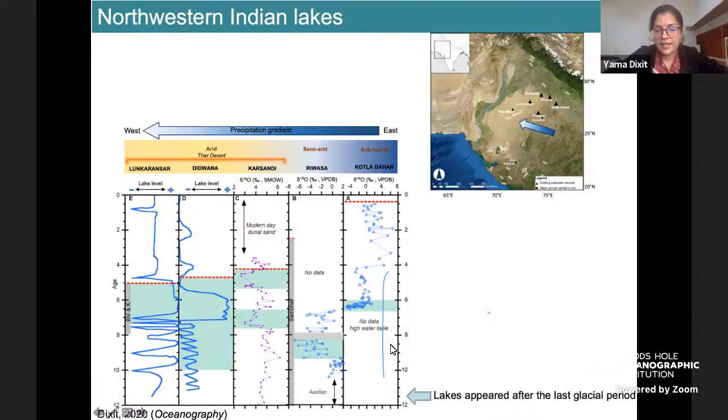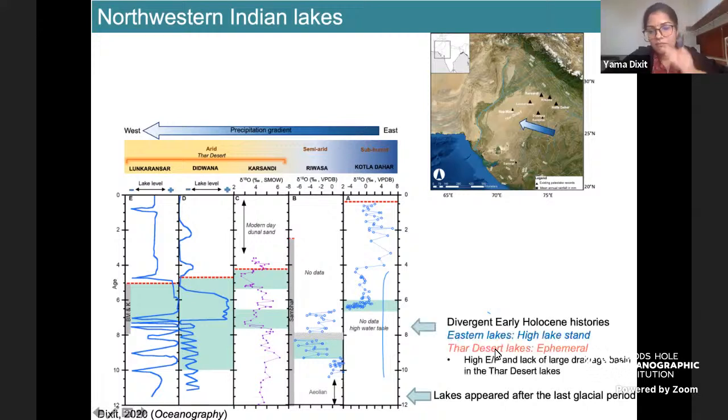But after that, they have divergent climate histories to tell. So the early Holocene, as you see, was quite wet: the eastern lakes, like both these lakes up to 6 kilo years, record a high lake stand, and they all reflect that it was the wettest period. But as we go further in time, it started showing a decline in lake levels.